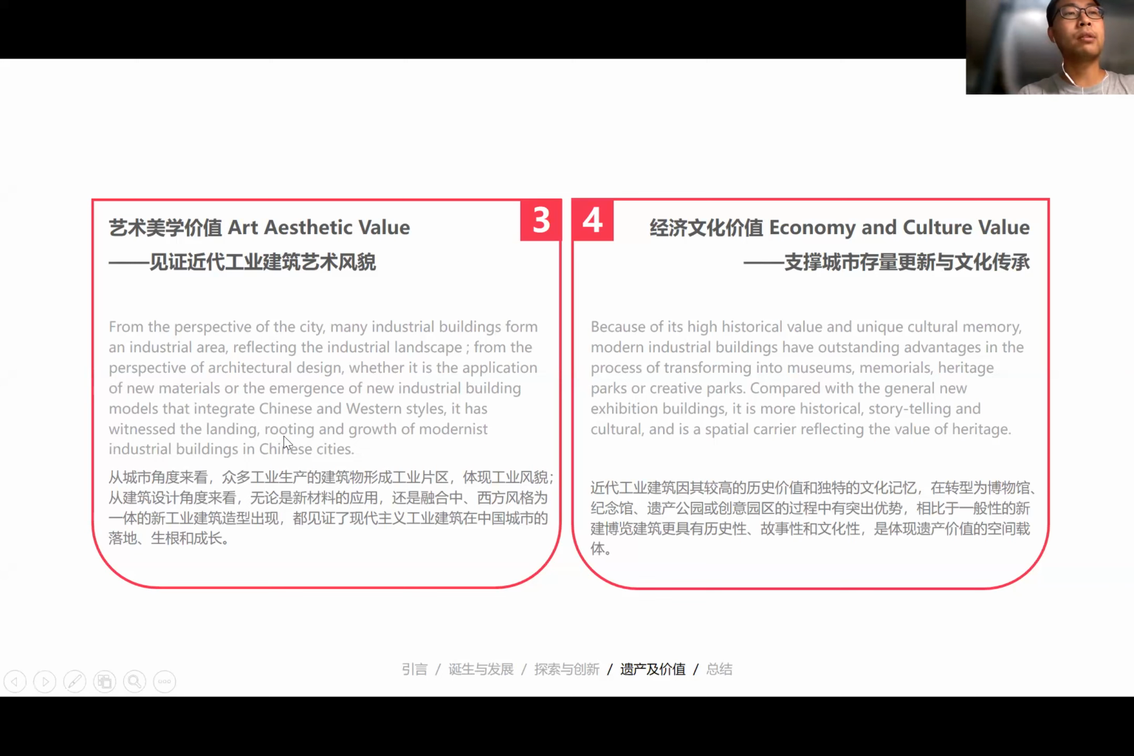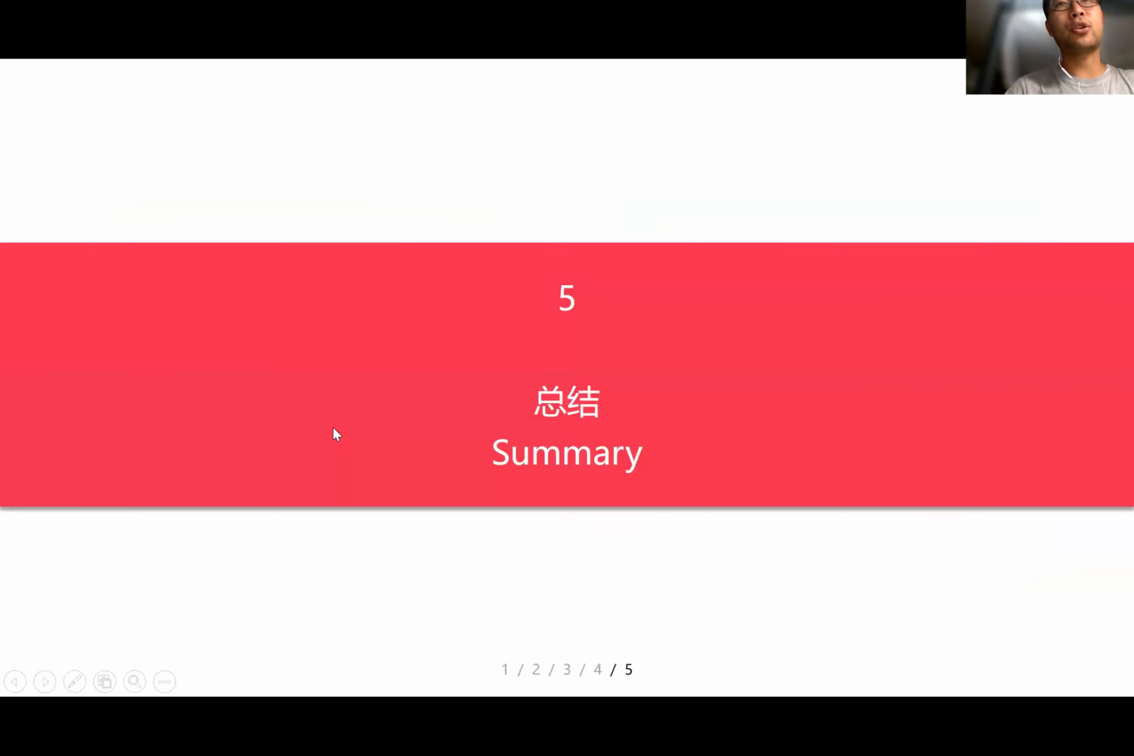Modern industrial buildings have outstanding advantages in the process of transformation into museums, heritage parks, and creative industrial parks due to their high historical value and unique cultural memories, which are more historical, story-like, and cultural than general new buildings. And they are the spindle carriers embodying the value of the heritage. And finally, I would like to give a short summary of my research.